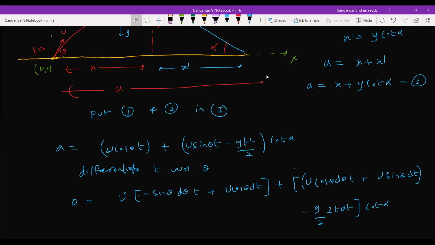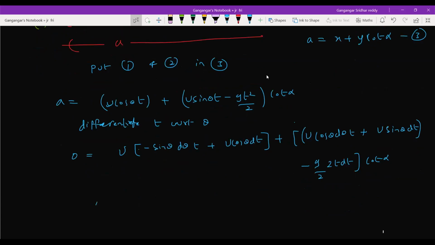And equate it to 0. So for t minimum, dt by d theta equals 0. Now solve this equation and equate it to 0, then you'll get that specific angle.